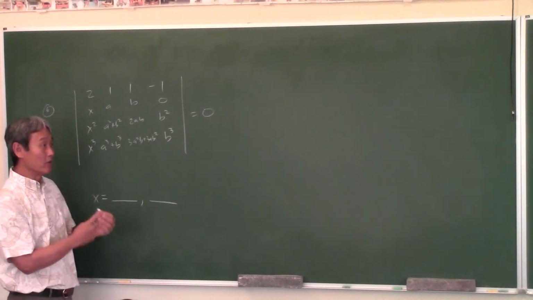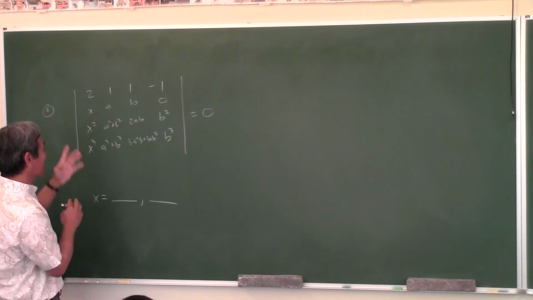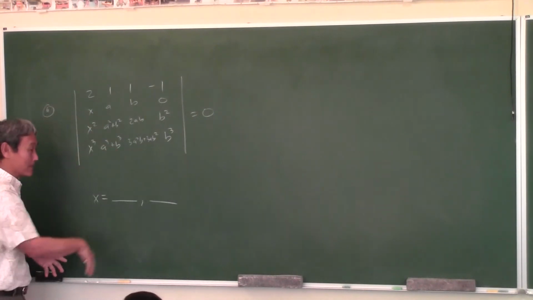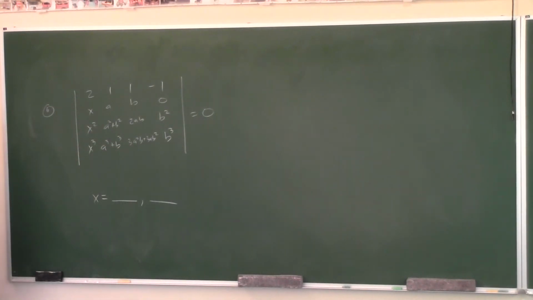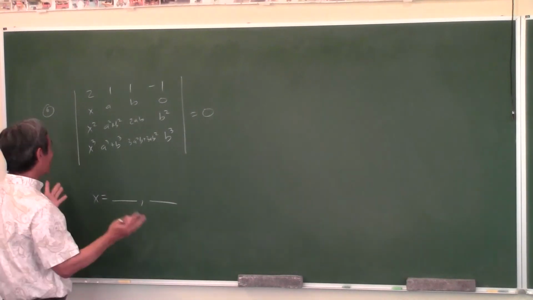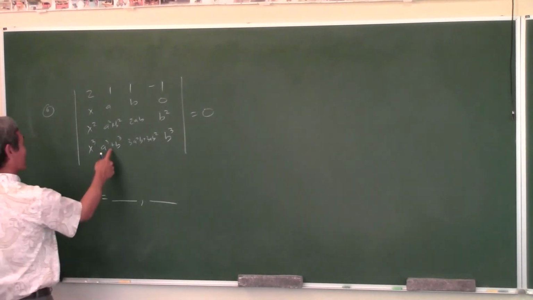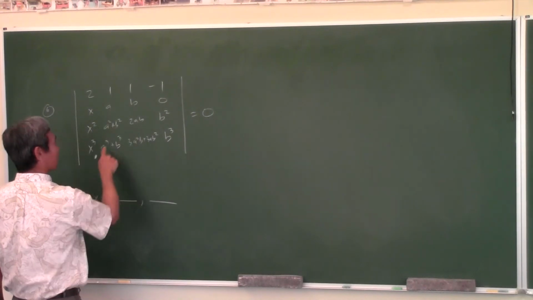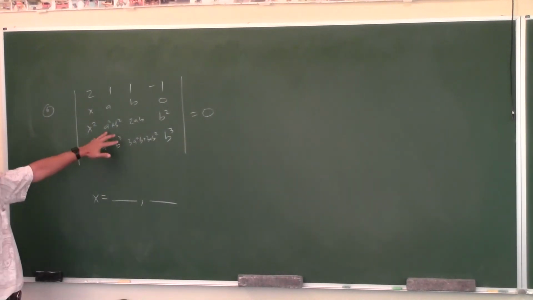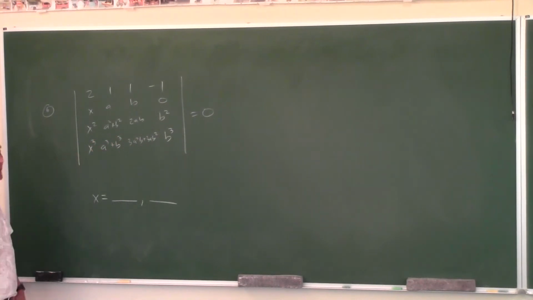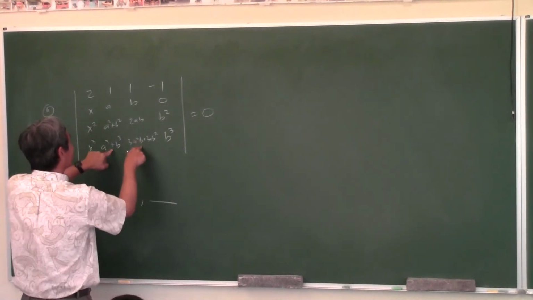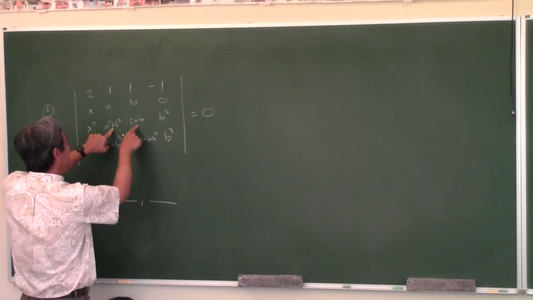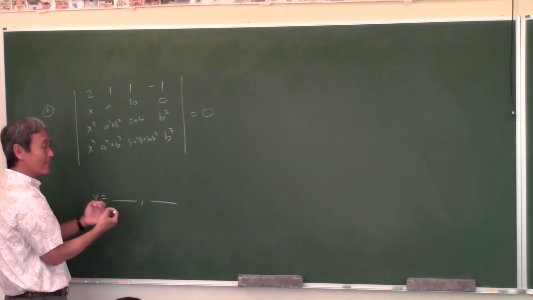So what we want to do is some operations so that you can clearly see one column is going to be a multiple of another column. Now there's one that's just staring you in the face already. Look at these 2 columns right here. What can I do with this and this to get something? A plus B.